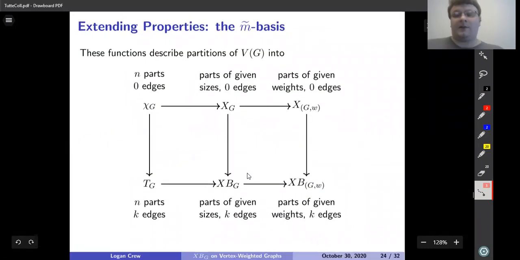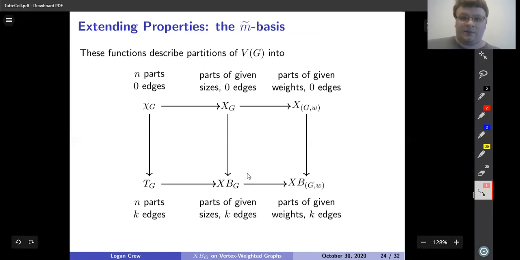And why am I talking about these different bases? Because whereas with the chromatic polynomial, you can evaluate it at different points, or with the Tutte polynomial, you can evaluate it at different numbers. And that tells you something about how many acyclic orientations there are, things of that sort. You can do that with these symmetric functions also with these different bases. And what these different bases tell us gives us more information. So let's start with this M tilde basis.